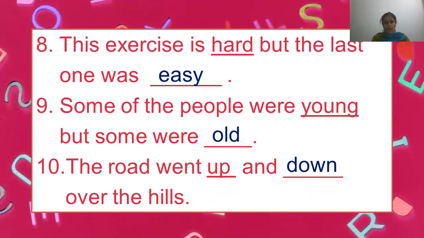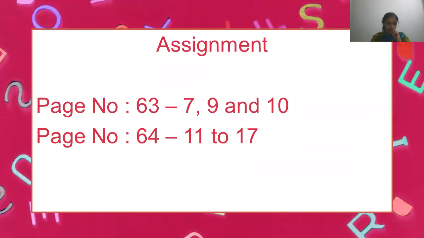Right? Now the rest of the questions given, that is 11 to 17, is again homework for you all. You all are going to do it on your own. Right? Again, you're going to read the sentence and write down the opposite of the word underlined. Okay? So, totally you have page number 63, 7, 9 and 10 as homework, and page number 64, 11 to 17 as homework. Okay, children?